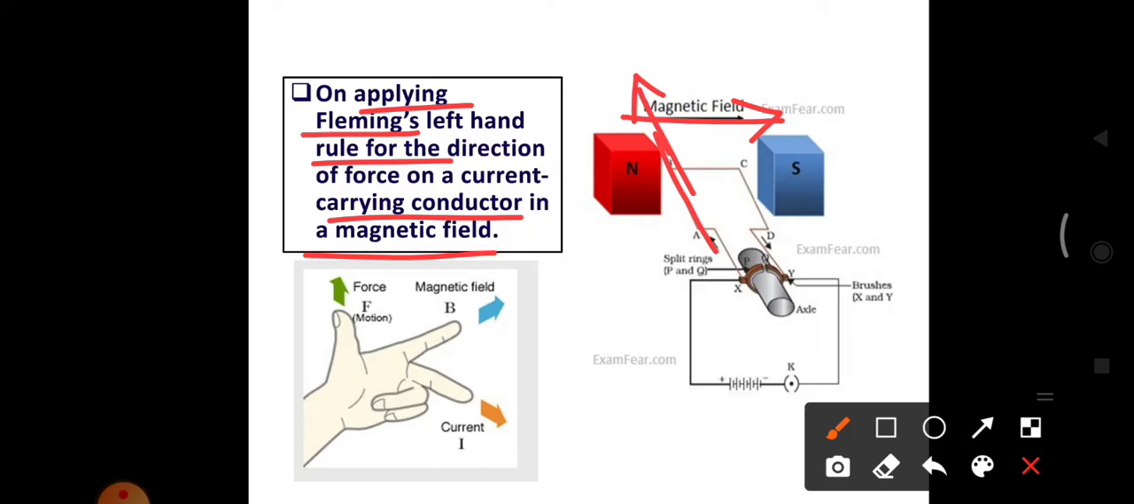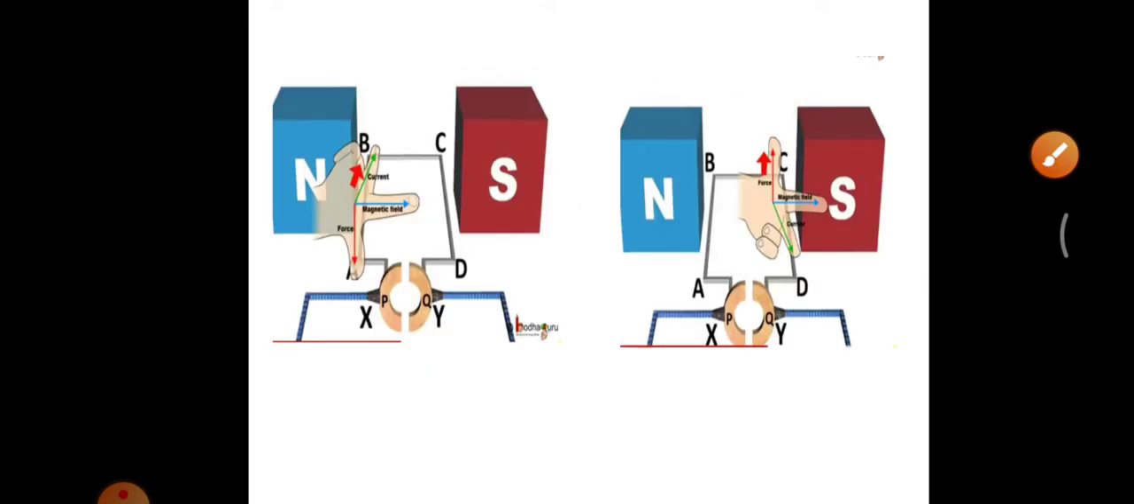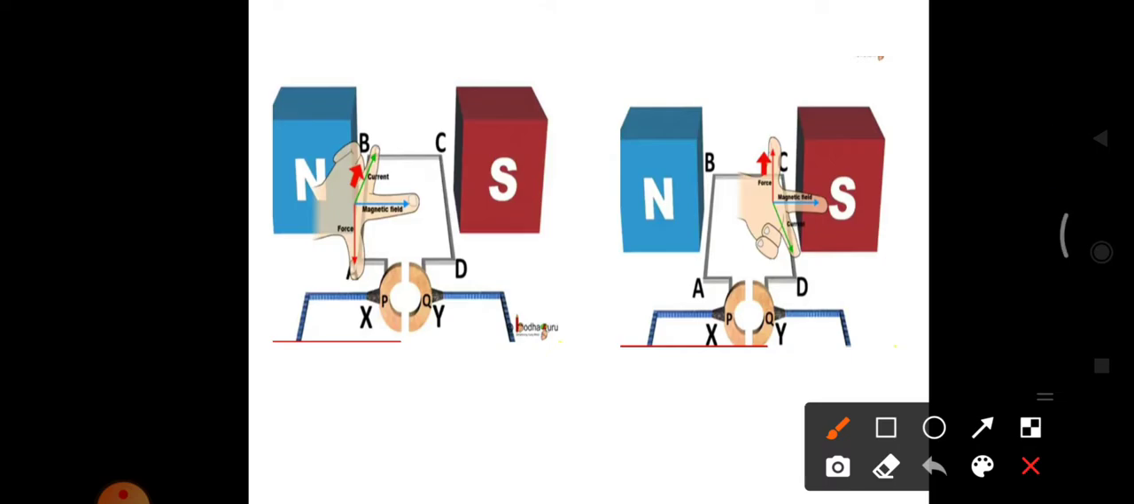So you have to take your left hand and stretch your thumb, forefinger and middle finger mutually perpendicular to each other. The thumb represents the force on the conductor. The forefinger represents the magnetic field direction and the middle finger represents the current direction. So take your left hand and see here, north to south. So this is the magnetic field direction. So the forefinger represents the magnetic field direction.